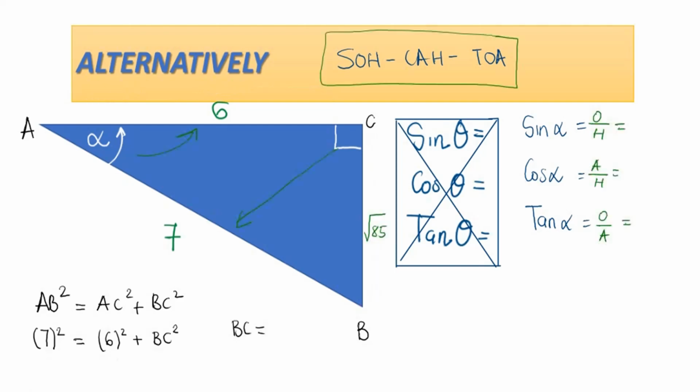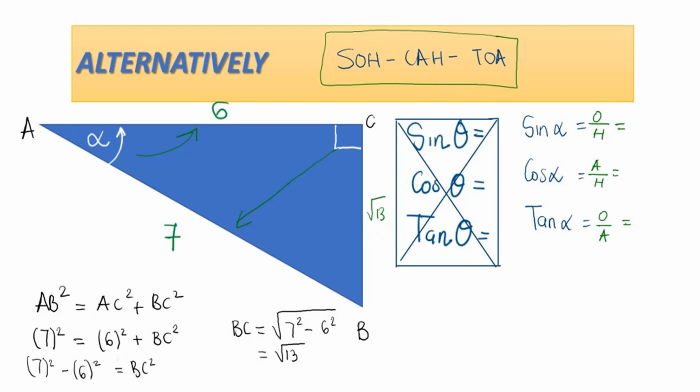All right, so you'll find that 7 squared minus your 6 squared is equal to your BC squared, right? And if you square root both sides, you'll find that BC is equal to the square root of 7 squared minus 6 squared, which is equal to the square root of 13, right? So the BC is equal to the square root of 13.